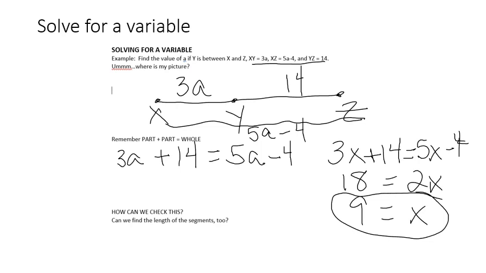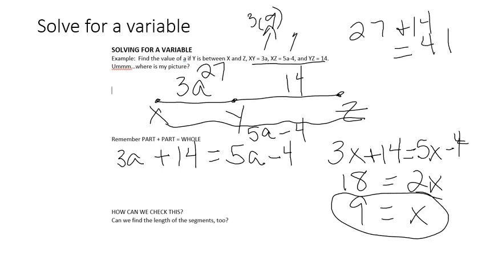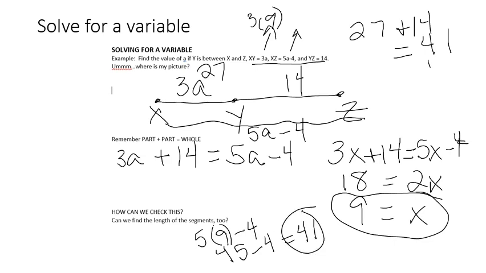Now how can we check it? Well, we can substitute 9 everywhere we see the variable. So xy is 3 times 9. We already know yz. So 3 times 9 is 27. So 27 plus 14 should equal 41. So if we substitute in here 5 times a, or 9, is 45 minus 4, which is 41. And it looks like we check.